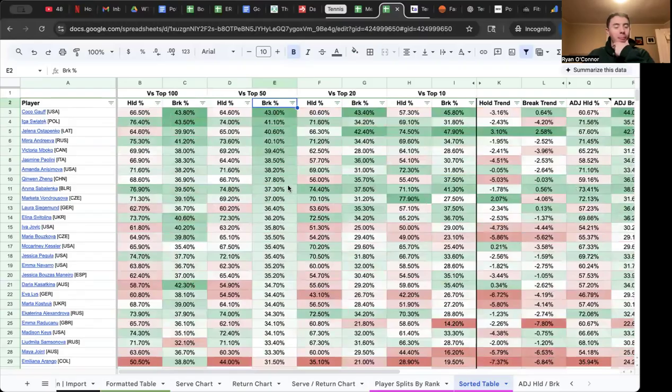And then break percentage: Coco still stays at the top, 43%, 43%. So really no change whether she's playing somebody in the top 100 or the top 50, she's still going to break 43% of the time. Same thing with Iga up there, Ostapenko, Andreeva, and Boko jumps up a little bit.